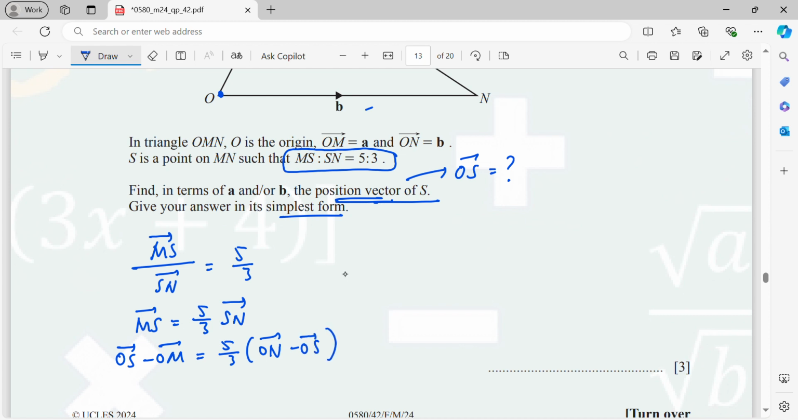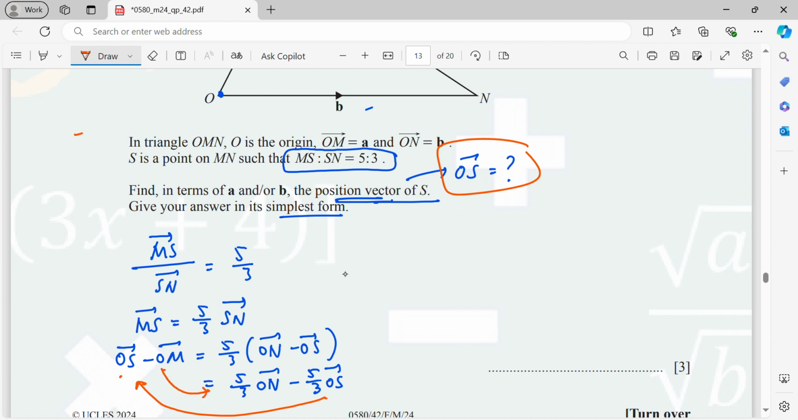Now I will do expansion. So this is going to be 5 over 3 ON minus 5 over 3 OS. Now, since we need to find OS, this OS will be moved to the left side and combined with the OS on the left side. At the same time, the minus OM will be moved to the right side. When you combine both OS, that is basically 1 OS plus 5 over 3 OS, that is 8 over 3 OS. Then the right side will be 5 over 3 ON. The minus OM, when you move to the other side, is plus OM.